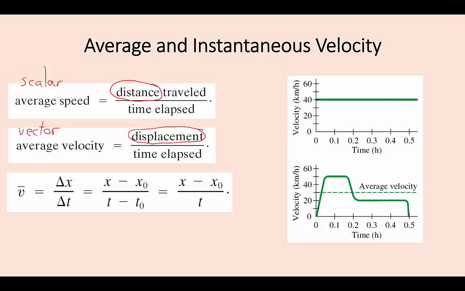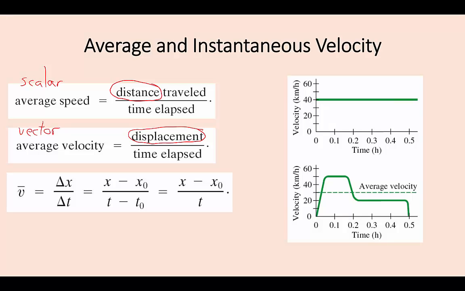So if we take a look at the graphs here on the right, in the first graph we have a velocity of 40 kilometers per hour, and it appears to stay that way throughout the entire time that we are watching the object. So here we can easily get the average speed because the velocity has not changed, so its direction hasn't changed. We can also get the average velocity, which would in this case be the velocity of 40 kilometers per hour.